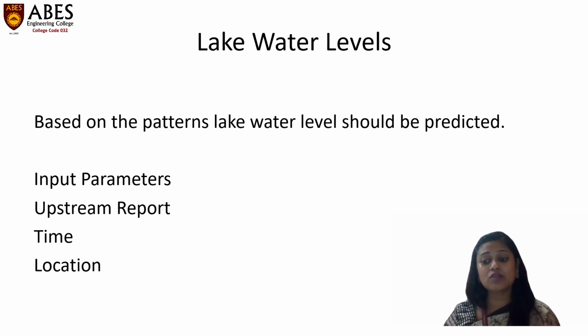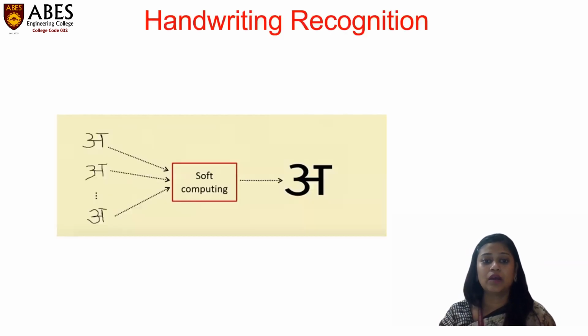So we can manage our water, we can manage our system very smartly, instead of just a drought or just a flood. We are well prepared for that. In this, soft computing again helps to manage the water levels in the lake.